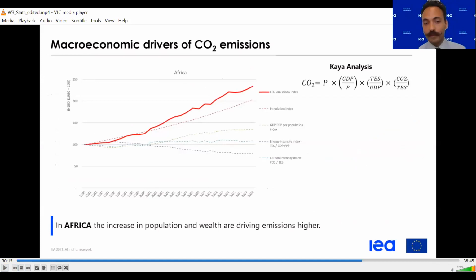And despite having a relatively small amount of improvement in the energy intensity of the economy, this has only slightly offset the increase of the other factors. And as a result of that, you can see the steep increase in the CO2 emissions in the past 30 years in Africa. I hope that's clear, but I think it's very useful that with this Kaya decomposition, we can have an understanding of the major macroeconomic factors which are driving the emission trends in various parts of the world.